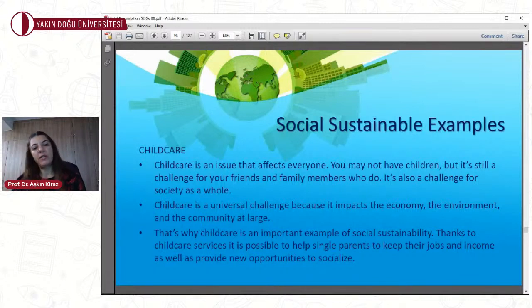Thanks to childcare services, it is possible to help single parents to keep their jobs and income as well as provide new opportunities to socialize.